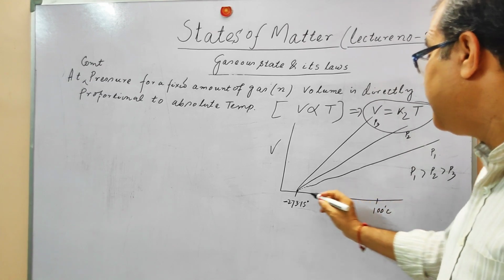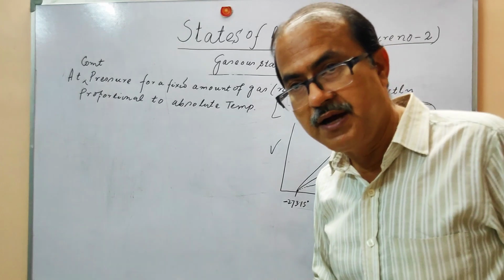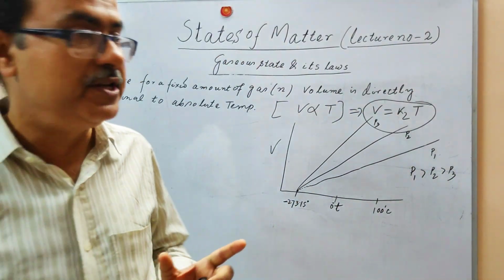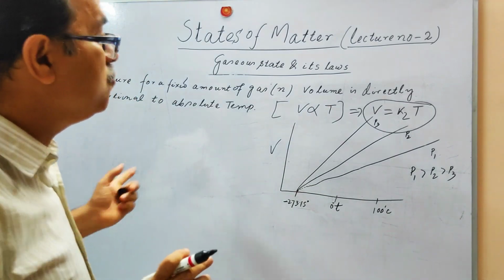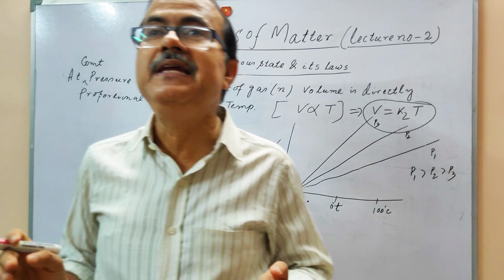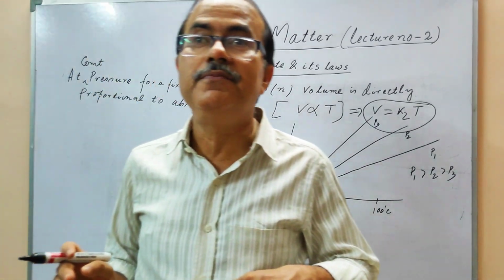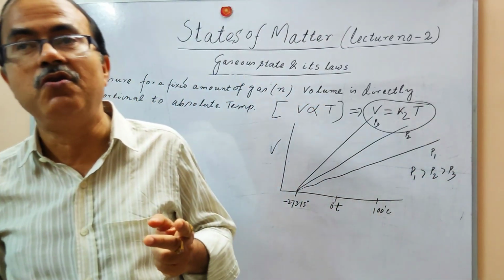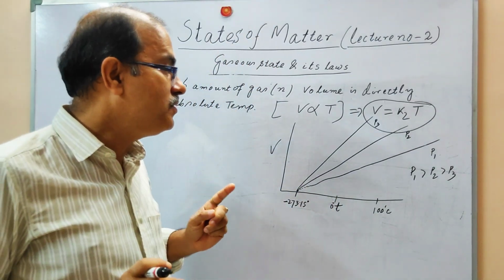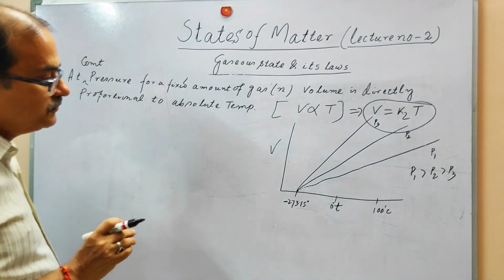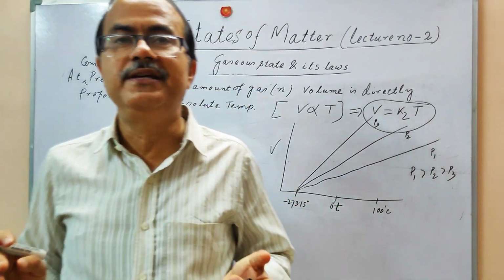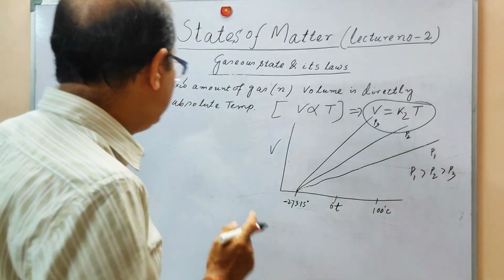This means that this is a zero volume. At that point, the gas will achieve the zero volume stage. Means the gas is no longer a gas; it becomes liquefied. And practically, it is observed that below this temperature, all the gas becomes liquid. But this is called the absolute temperature because at that point the gas state no longer exists, the gas becomes liquid.